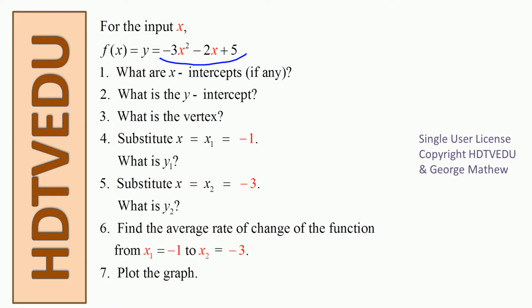Number 4, substitute x equals x1 equals negative 1. What is y1? Substitute x equals x2 equals negative 3. What is y2? That's number 5. Number 6, find the average rate of change of the function from x equals negative 1 to x equals negative 3. Number 7, plot the graph.